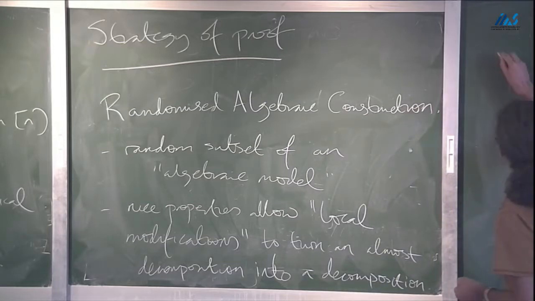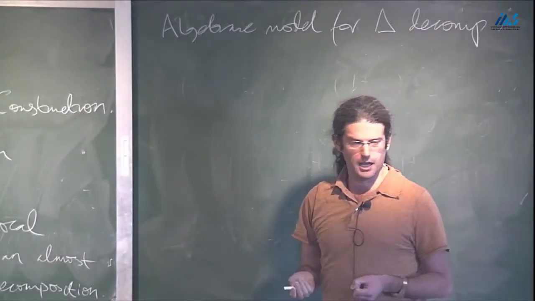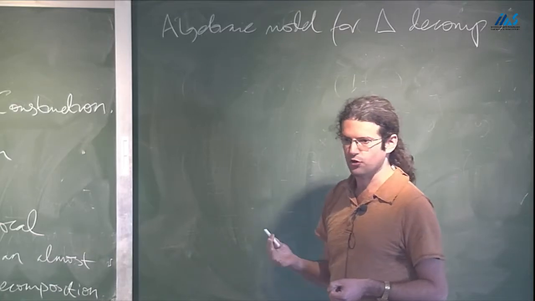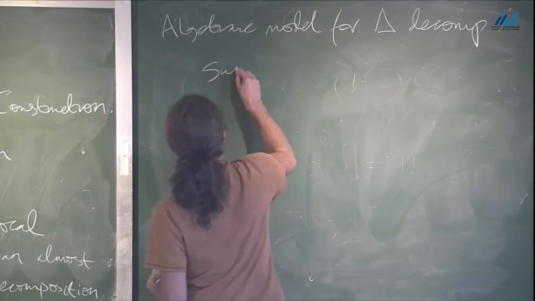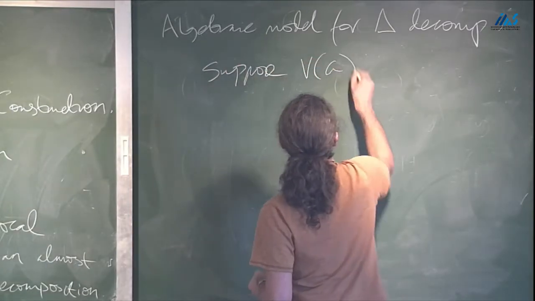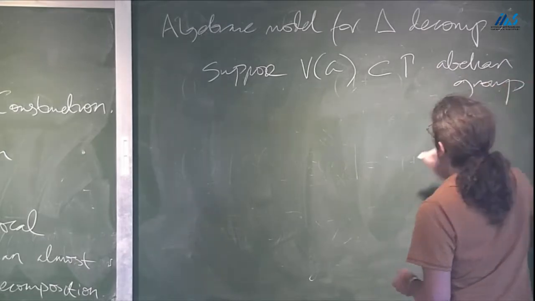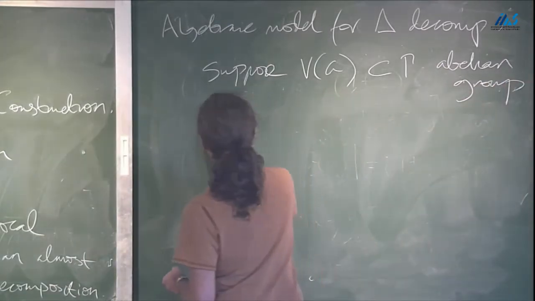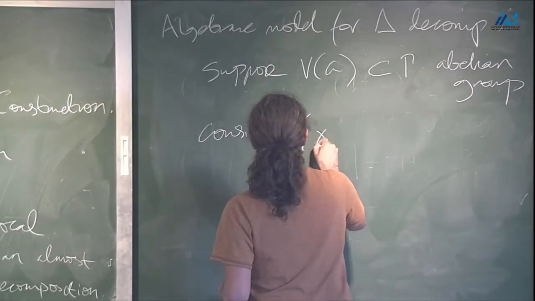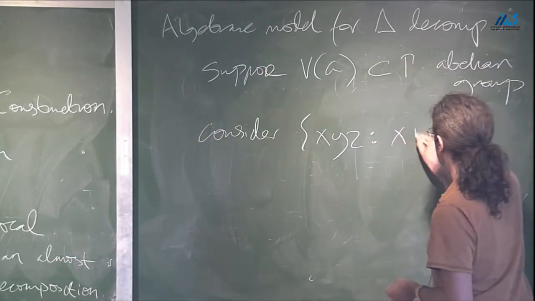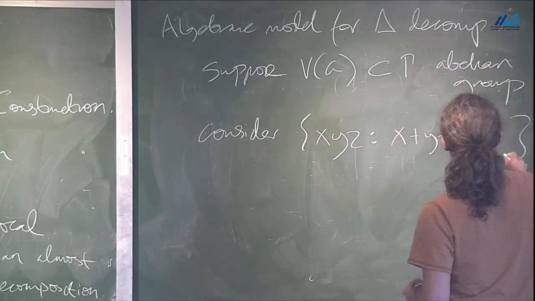So the algebraic model for triangle decompositions. Imagine that the vertices of your graph are labelled with some abelian group or field or whatever. So suppose G is contained in a group Gamma, such that Gamma is an abelian group. And let's consider the triples x, y, z which satisfy some equation: x plus y plus z is equal to 0, or the identity of the group.